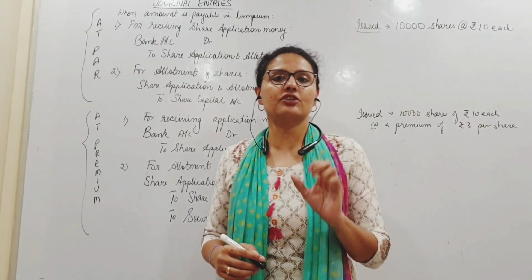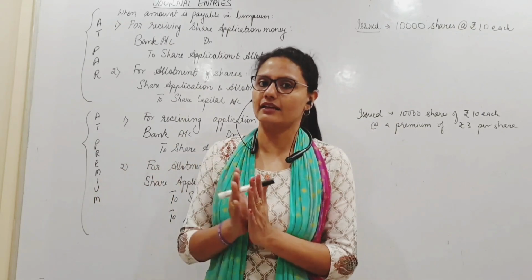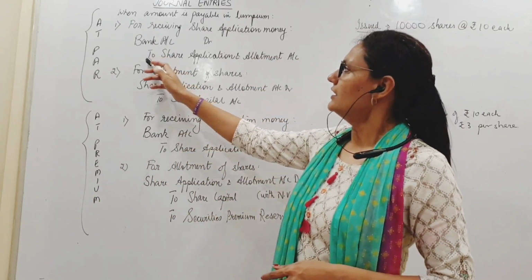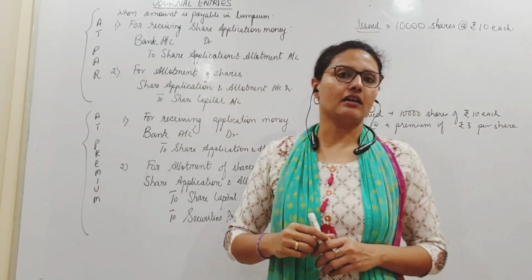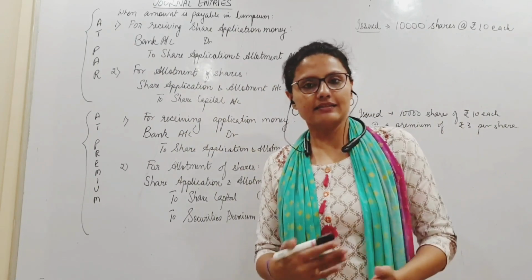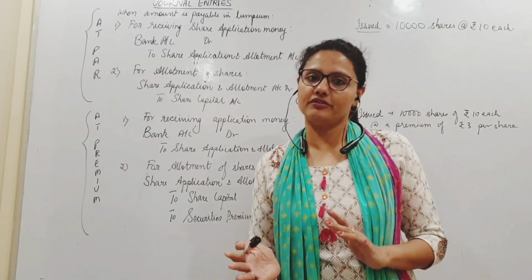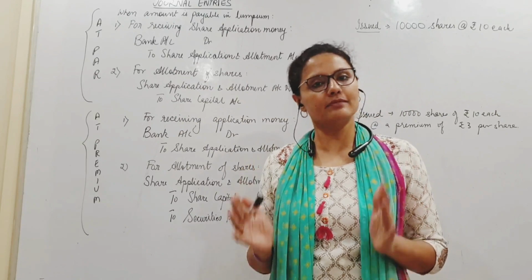Now why have I clubbed these things together? Because application and allotment साथ साथ हो रहे हैं. There are no different installments to it. एक साथ हो रहे हैं. So we'll write here to share application and allotment account. Alright? This is when I receive the money. Next step is when I allot the shares. Okay? Now these will happen on different dates. इसलिए दो different entries बनता है.